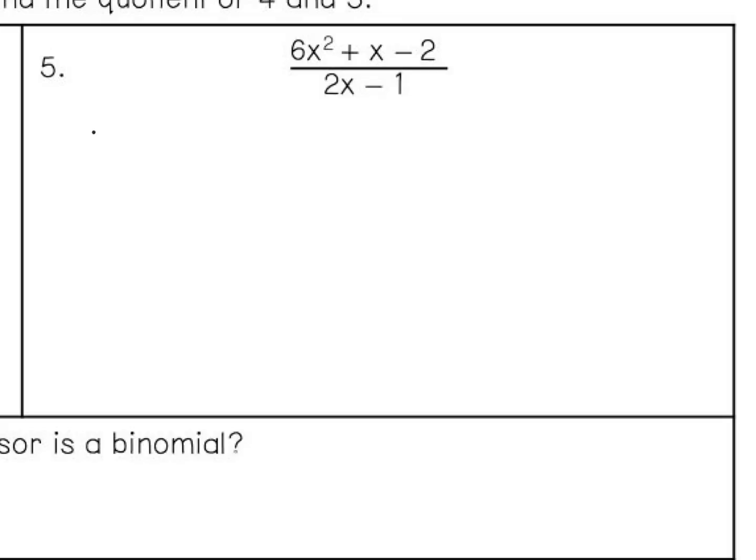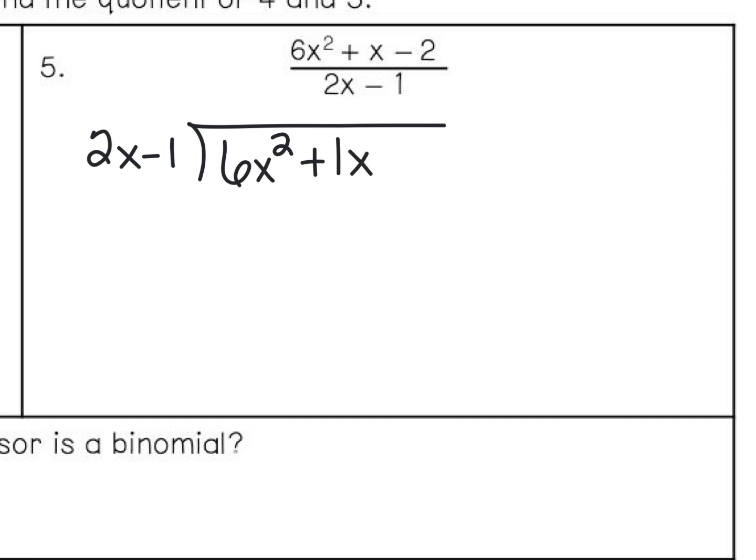Start by setting up 2x minus 1, 6x squared. You could put 1x if you wanted, or just x, minus 2. Start with your leading terms. So what times 2x gives me 6x squared? Well, what times 2 is 6? 3. What times x is x squared? X. Okay? So you can break it into pieces, or you can divide like we talked about that we did in the last unit.